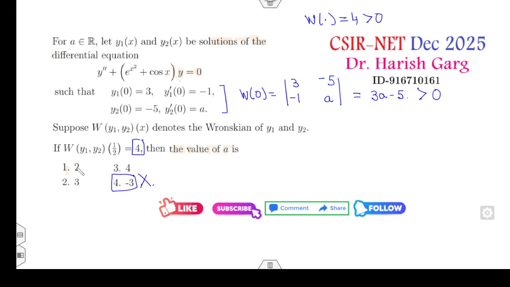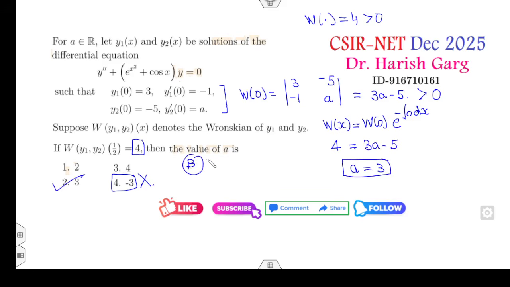6 minus 5 positive, 12 minus 5 positive, all are positive. Then you can apply Abel's formula. Wronskian at the point x is e raised to the power minus the coefficient of y dash, and there is a 0. So this number is my 4. It is 3a minus 5. A will be 3, which is the right answer of the problem.